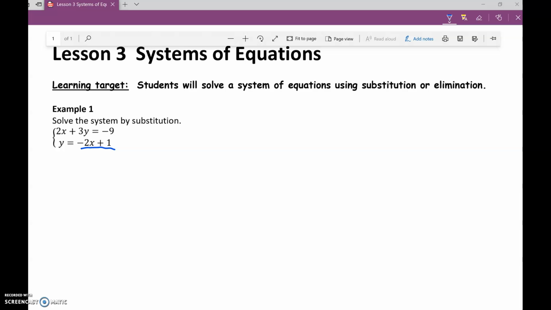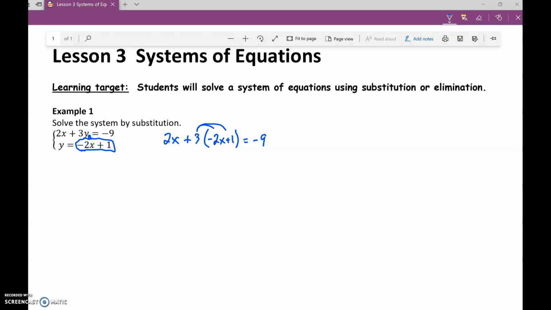So I'm going to go to my top equation. And I'm going to substitute this algebraic expression right here in for that y. So it's going to be 3 times negative 2x plus 1 equals negative 9. And then at this point, now we have an equation we can solve for x.